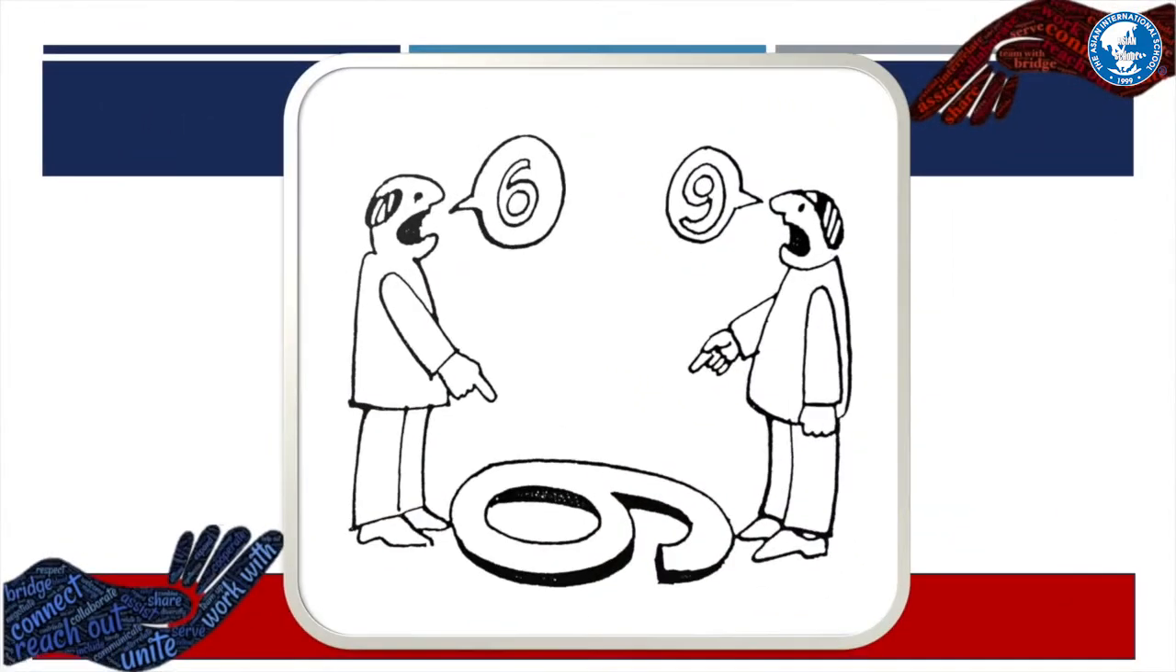Now let's take a look at this image. These two men look like they are arguing. But who do you think is right? The man on the left side or the man on the right side? Well, both of them are actually right.